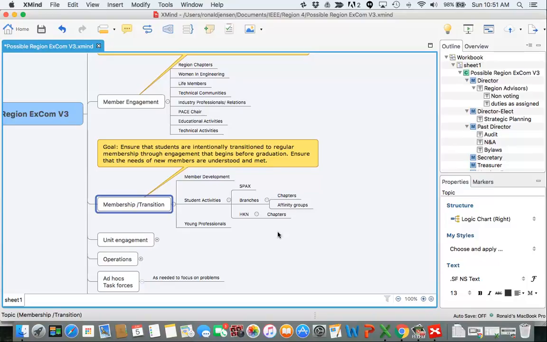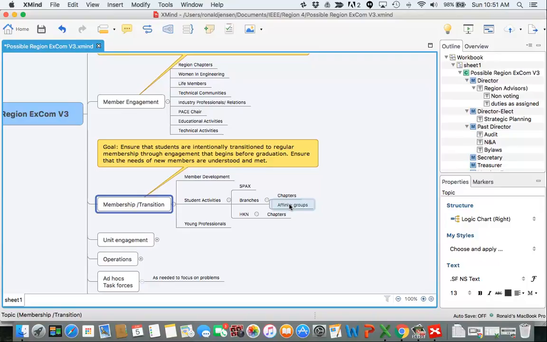I broke out the particular pieces of student activities because we have the SPACs, we have student branches, and we have Eta Kappa Nu, which most of us tend not to think about. I happen to be a little sensitive to them because I'm involved with that organization as well. They have their own chapters located at various universities, often the same places that IEEE branches are. Sometimes they cooperate, and sometimes they're kind of distant from each other and don't have much to do with each other. Within branches, you can have chapters and affinity groups. We have a few of those, but not a lot of them.